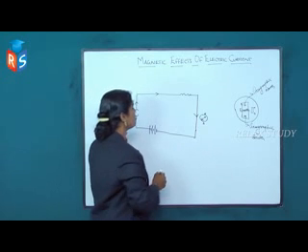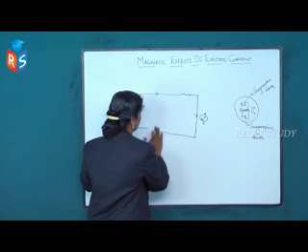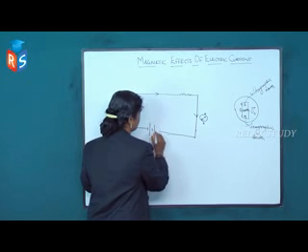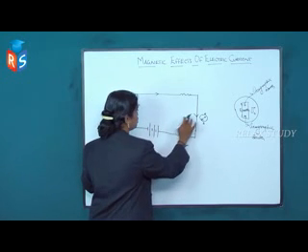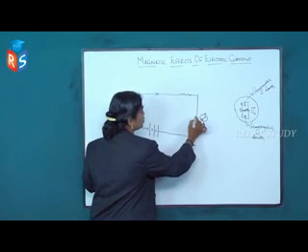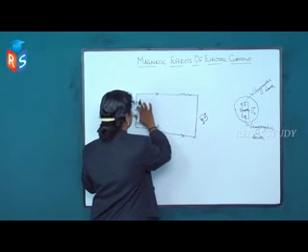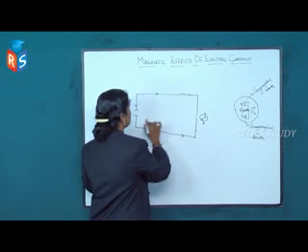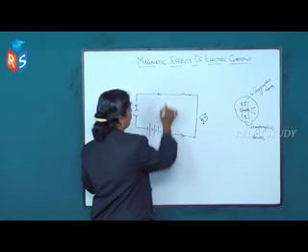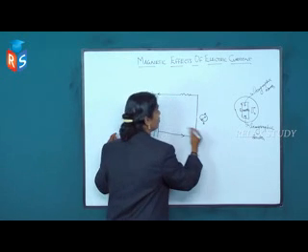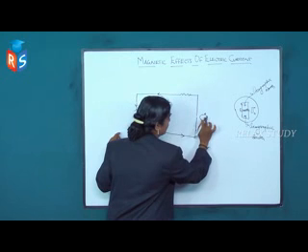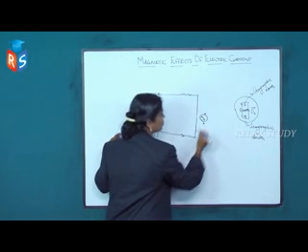And when he reverses the battery like this, the current now flows in the reverse direction like this. Fine, and this time you will find a deflection exactly in the opposite direction.